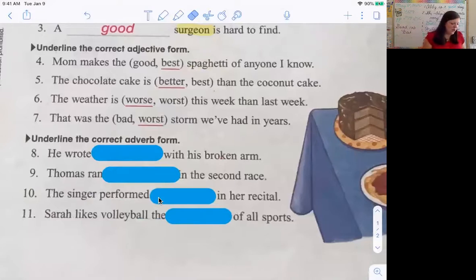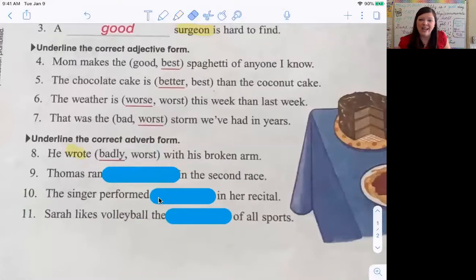Number 8, he wrote how. How did he write? Well, the word that we're choosing here is describing this verb, wrote. What describes verbs? Adverbs. So let's choose the one that ends with an ly. He wrote badly. Number 9, Thomas ran worse or worst in the second race. How many races are we comparing or talking about? His first race and his second race. So 2 races. Worse. Once again, that RE is in there. It's just been mixed up a little.